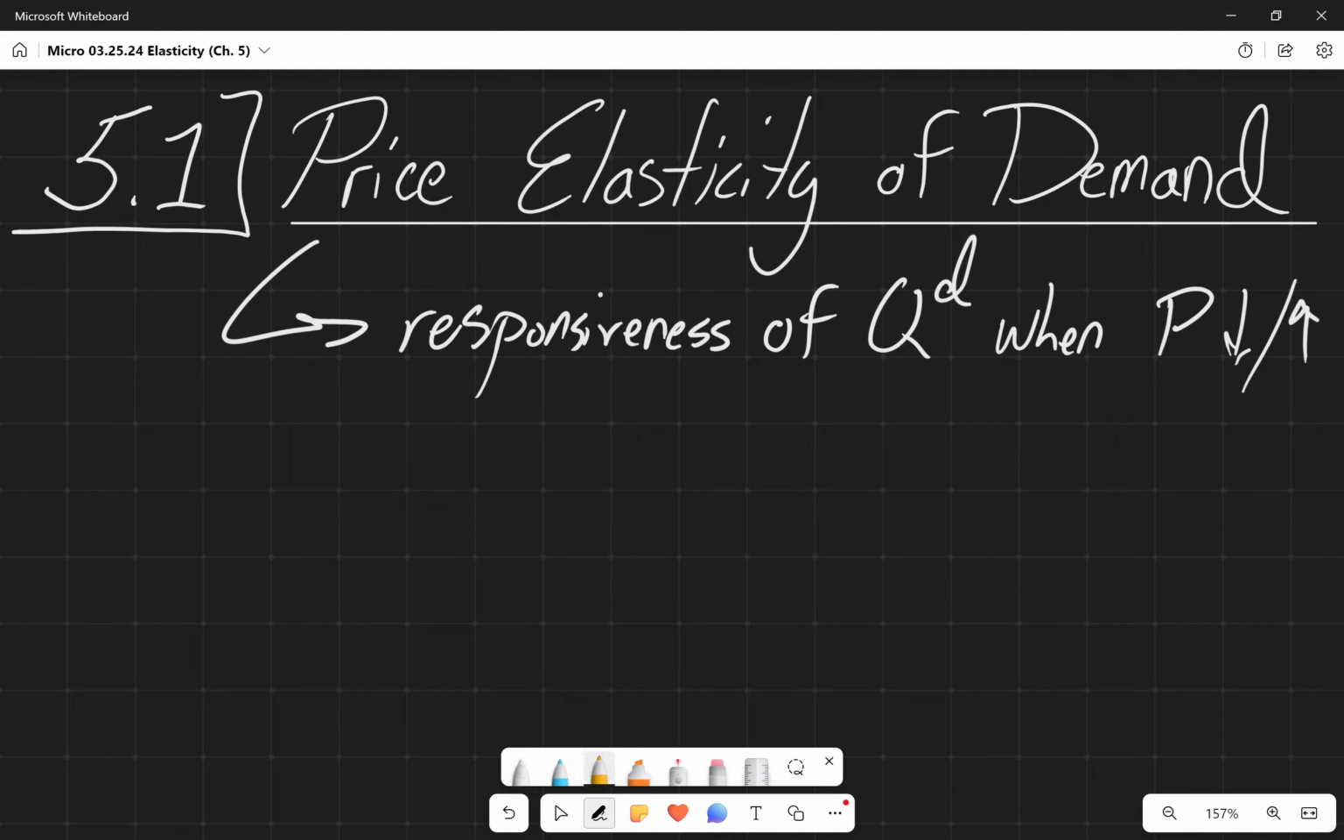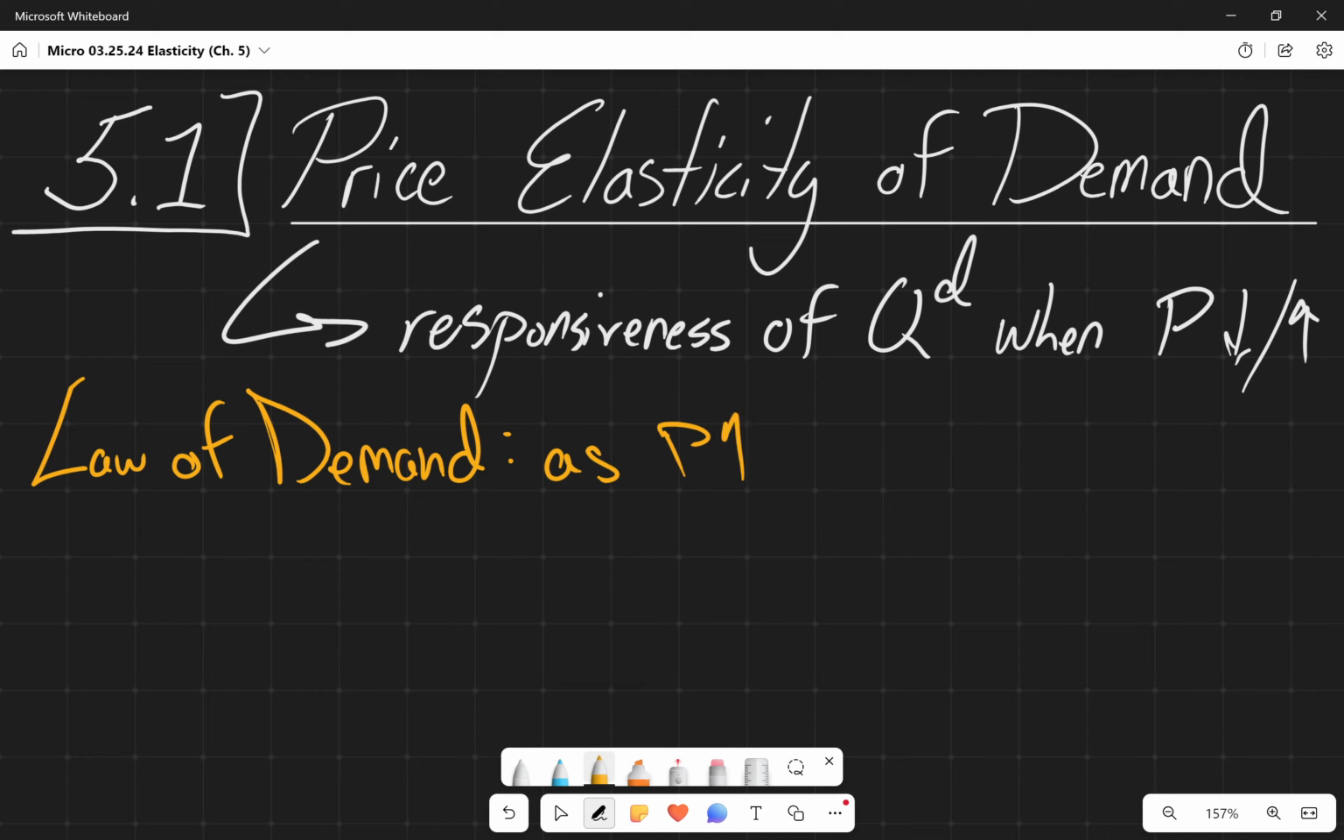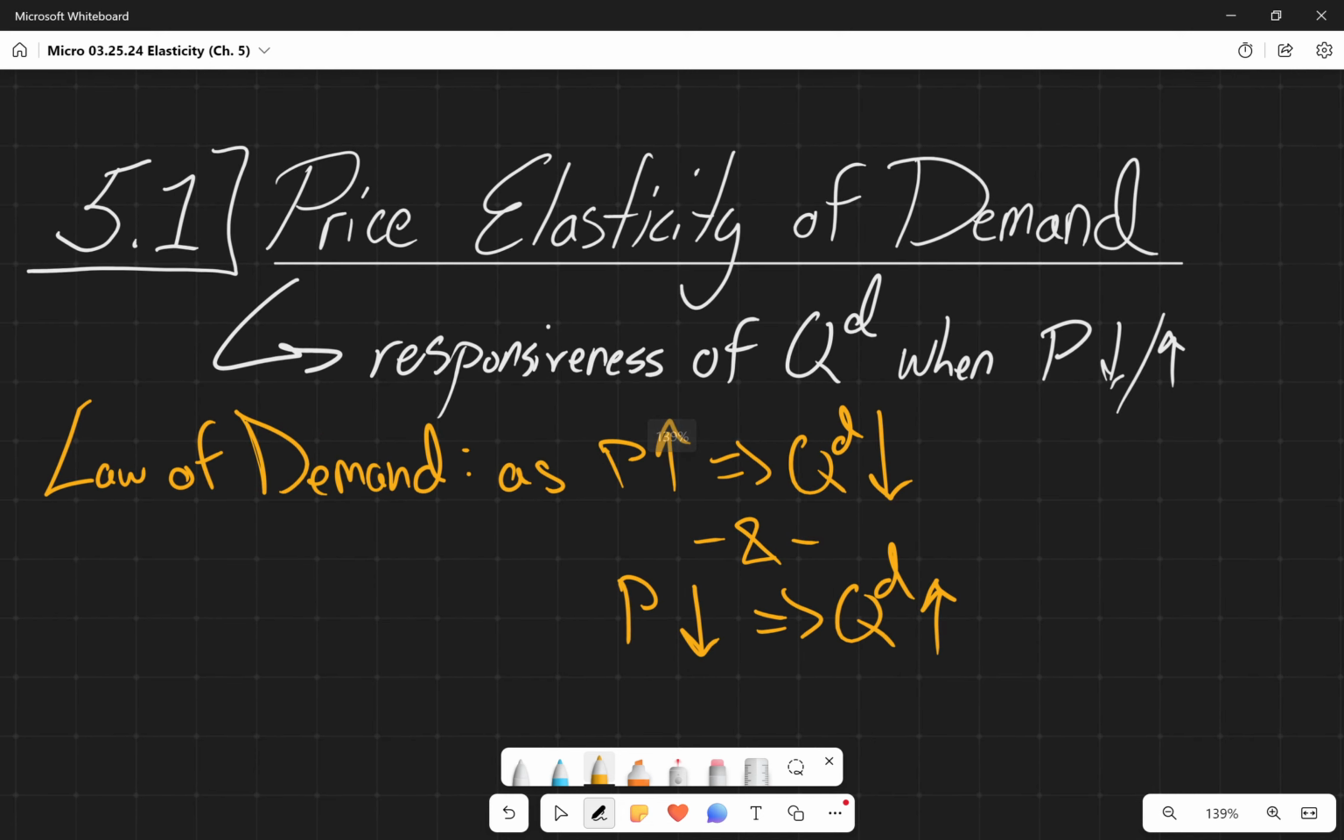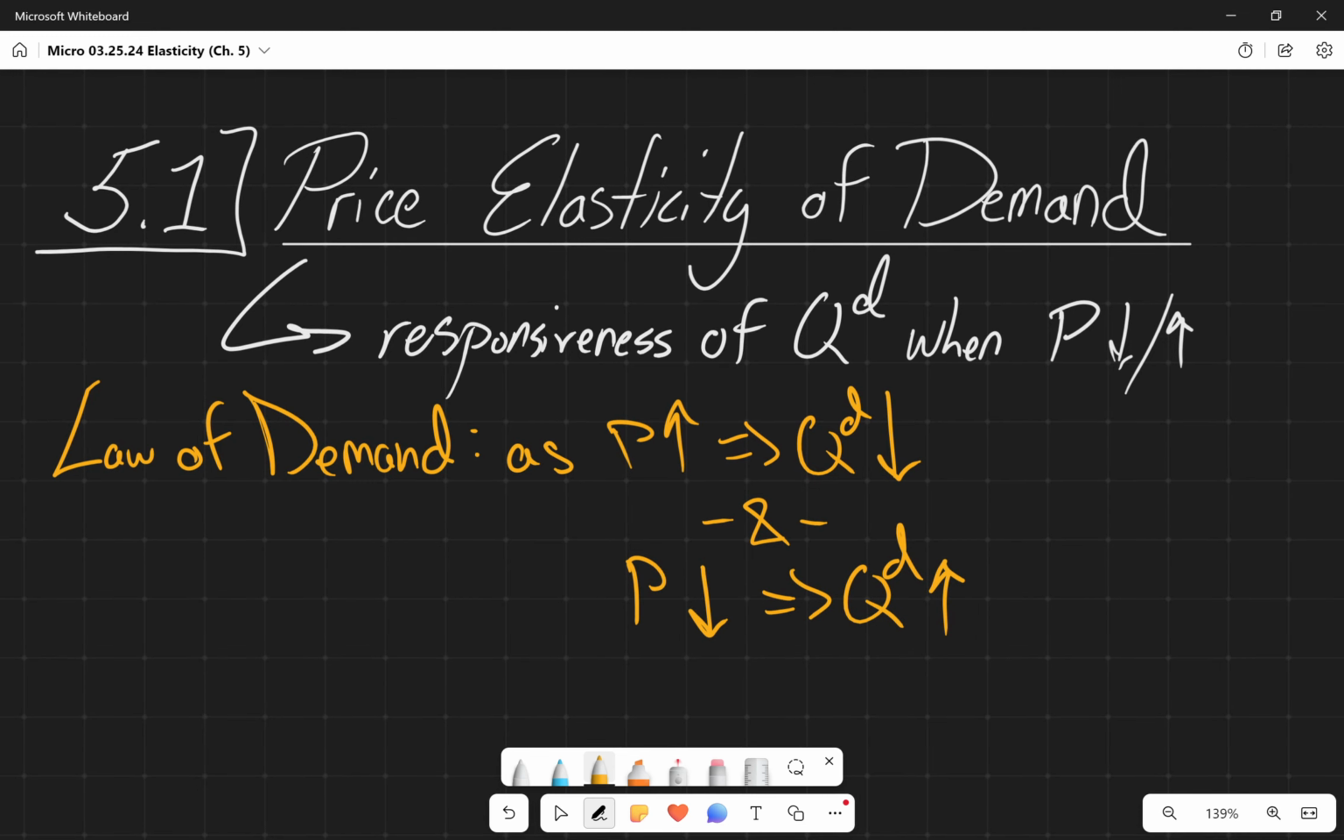Now, we know the law of demand, right? The law of demand states that as the price increases, the quantity demanded decreases. And it also states that as the price decreases, the quantity demanded increases. So what we're trying to figure out with price elasticity is how strong this relationship is.